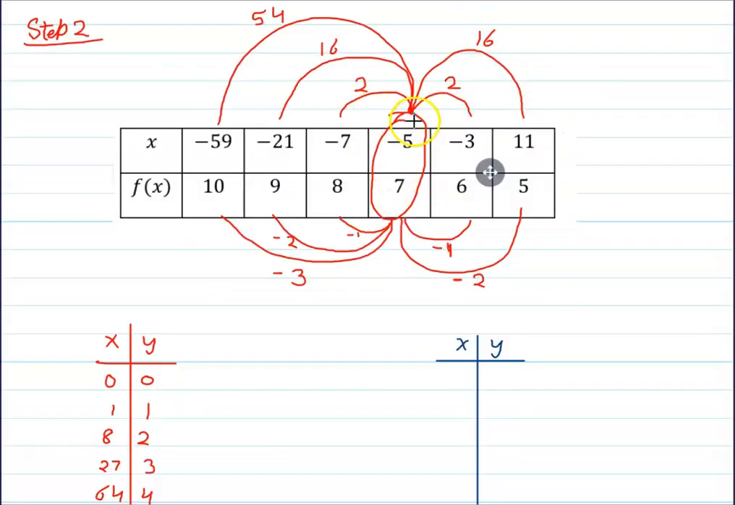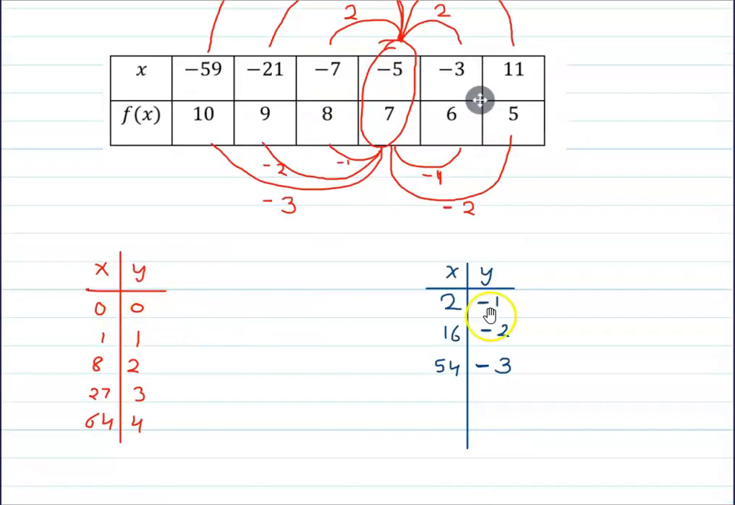Next, we write these differences in a table. When the difference in x values is 2, the difference in y value is -1. When the difference in x value is 16, the difference in y value is -2. Same on the left side as well. When the x difference is 2, the y difference is -1. When the x difference is 16, the y difference is -2. When the x difference is 54, the y difference is -3.